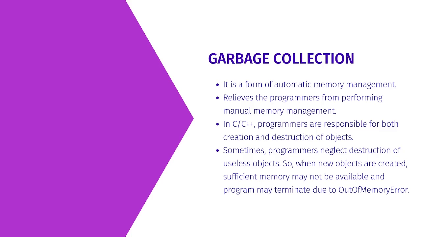In C or C++, the programmer is responsible for both creation and destruction of objects. Sometimes the programmer neglects destruction of useless objects. So what happens as a result of that? When new objects are created, sufficient memory may not be available and the entire program will terminate abnormally, causing out of memory errors. But in Java, the garbage collector takes care of these things. We will learn more about that in the upcoming videos.